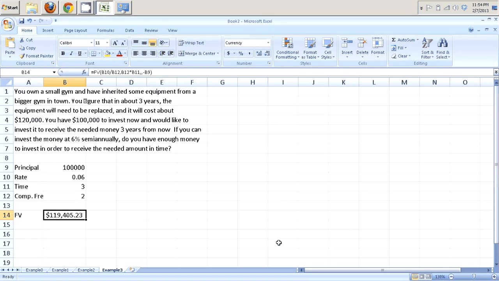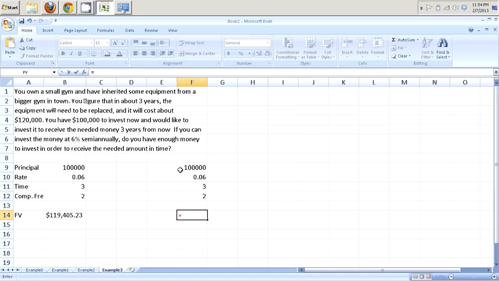You've got 119,405.23. Well, that's clearly not $120,000. So the question is, how much would I have needed to invest to do that? So let's do the same problem all over again. 100,000. So we're going to tinker.